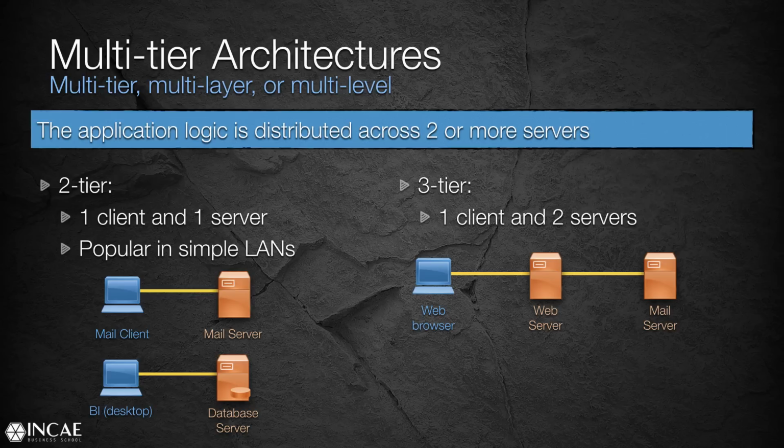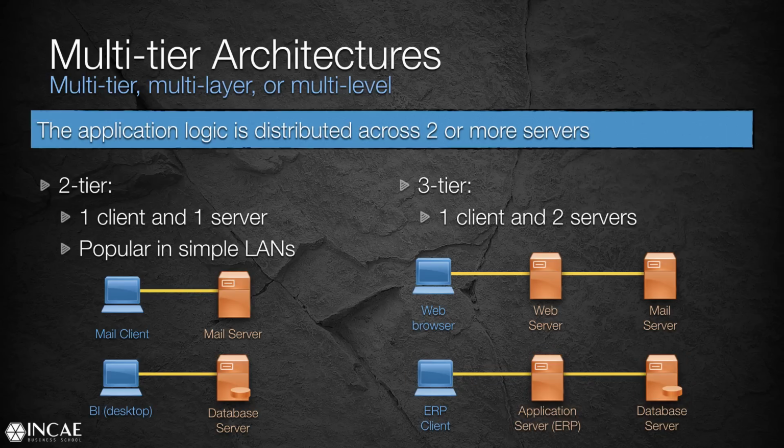Another example of a three-tier architecture is how most ERPs run. When we have an ERP system installed on a laptop, we have a client application installed on our laptop that is connecting directly to the application server where the business logic of the ERP is processed. And this ERP application server is in turn connecting to a database server where all the data is stored. Note that here we also have two servers and a single client application.